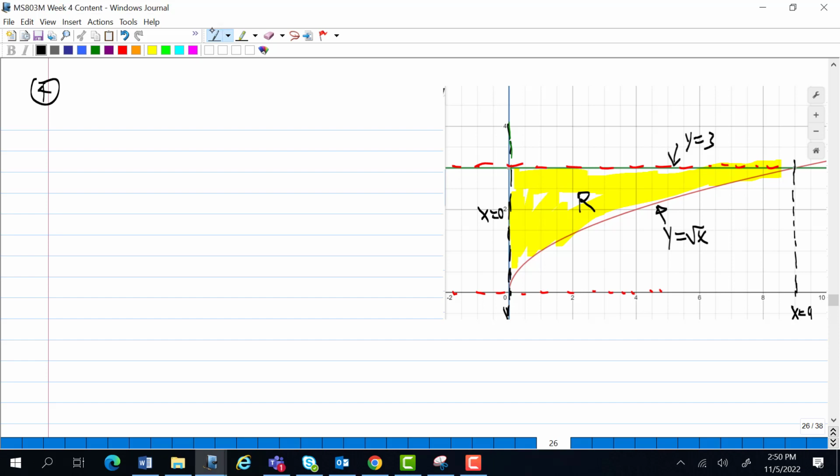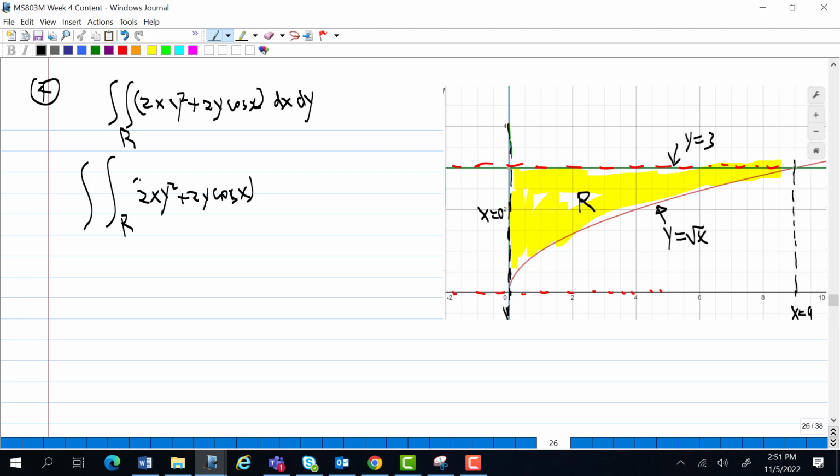So in type 2, we're actually integrating over region R. The function is 2xy squared plus 2y cosine x here. As type 2, this is actually dx dy. So that means that when you try to fix the limit of the region R here, you try to fix the value of y first.